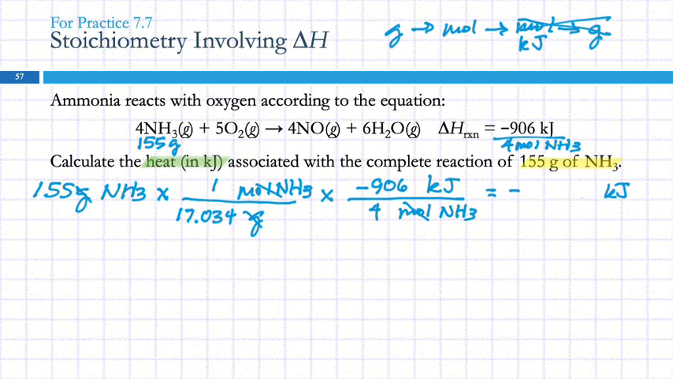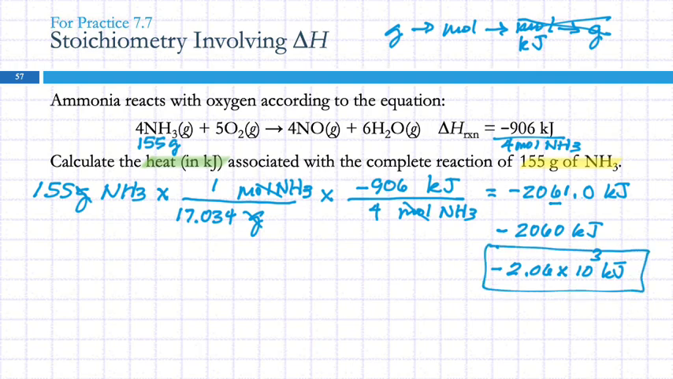Scratch that off. 2061.0. How many sig figs should I have? 3. I've got 3 in my mass. I've got 3 in my delta H. So we could call that negative 2060 kilojoules, which could be dangerous. We call it negative 2.06 times 10 to the 3 kilojoules would be a better answer. Questions?